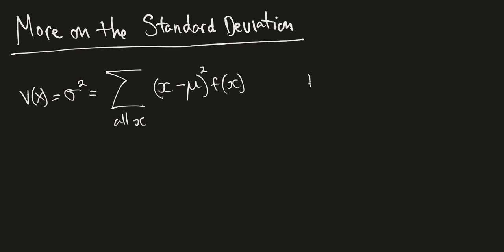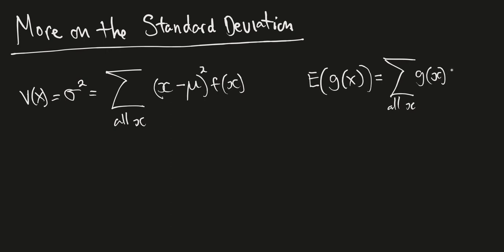And then we came up with this idea that we can find the expected value of other functions of our random variable. So this expected value of g of x, that's another sum, and it's the sum over all possible values of x. And what we do is we take our function, evaluate it at those possible values of x, and multiply it by our PDF.